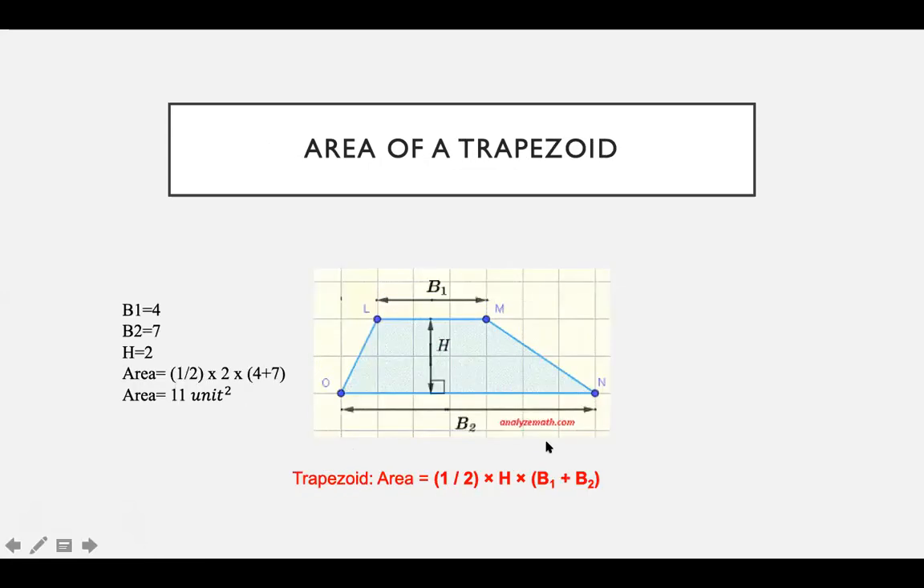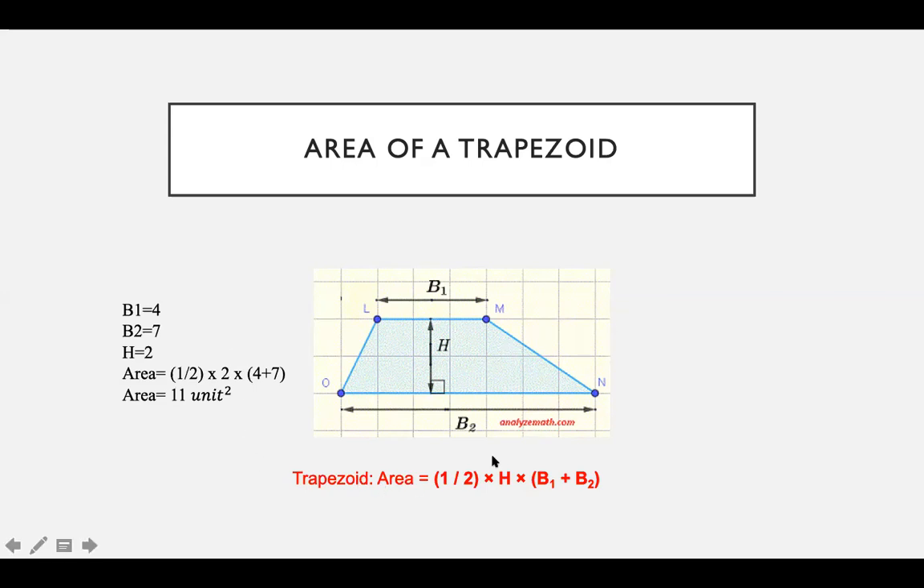Next, we're going to find the area of a trapezoid. In a trapezoid, we can see that these two lines are parallel to each other. But what about these two lines? They're not parallel to each other, right? It seems like this line is going that way, and this line is going the opposite way. So they're not parallel.